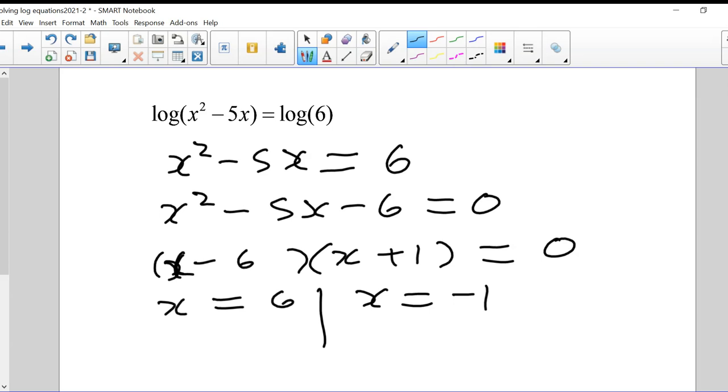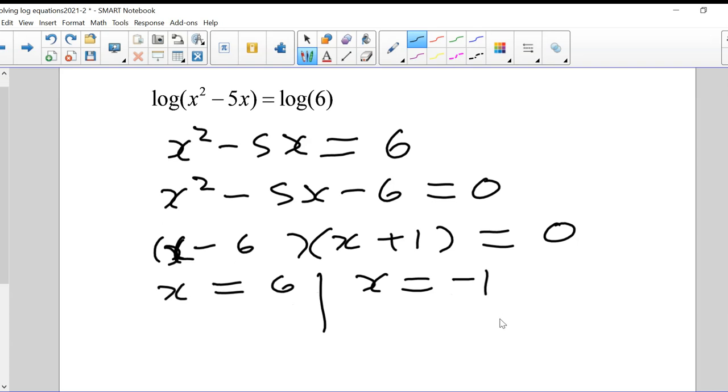Now the question is, are both of these answers legit? Can 6 work and can minus 1 work? Janaya is saying yes, meaning what Harish is thinking, the minus 1 is extraneous. Well, let's find out.